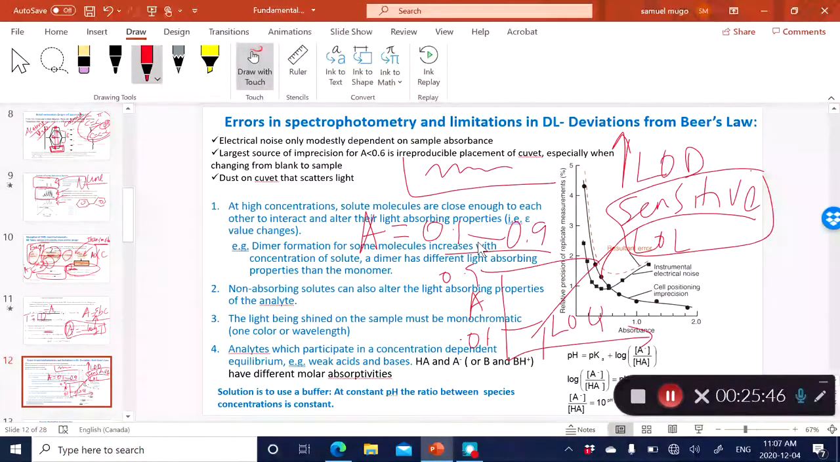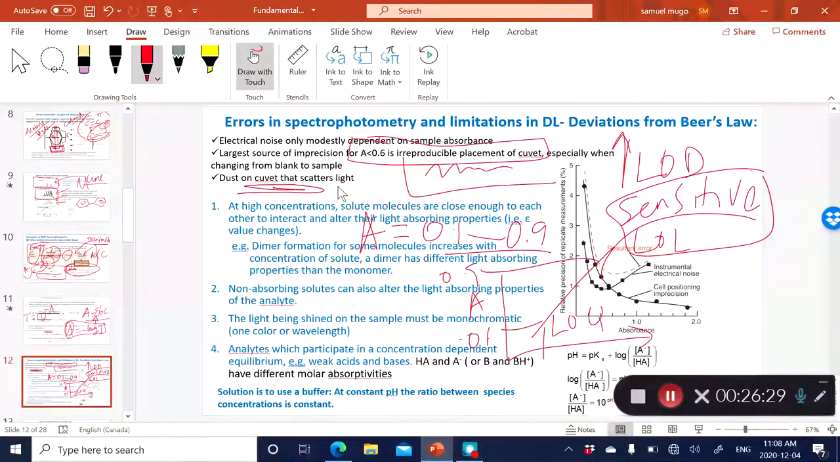Other things that affect the spectrometer would be the cuvette, and the way you position the cuvette. If you don't position the cuvette the same way each time, then you get a lot of irreproducibility. That's why when you did it in the lab, the imprecision, the standard deviation, was reasonably high, because each time you put the cuvette in, chances are you're going to put it in a slightly different position. Any dust present on your cuvette equally scatters light. And of course that affects your limit of detection as well.